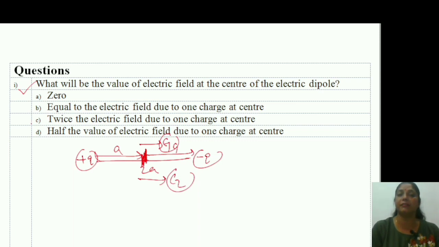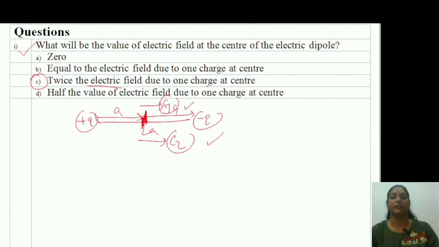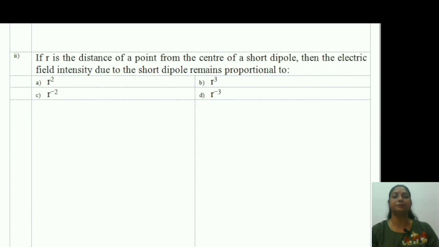So which option is correct? Yes, option C. Twice the electric field due to one charge at the center. Both have the same magnitude of charge and the same distance A. So whatever the electric field due to the plus Q charge, it is the same as the electric field due to the minus Q charge, and both are in the same direction. So it is twice the electric field due to one charge at the center. In this way you calculate this question, right? Now question number 2.